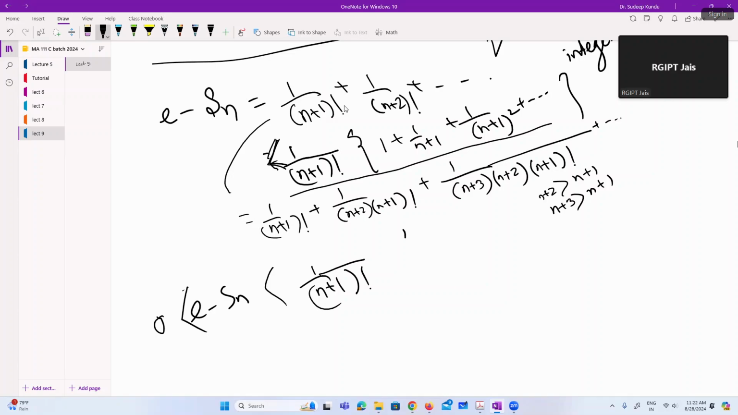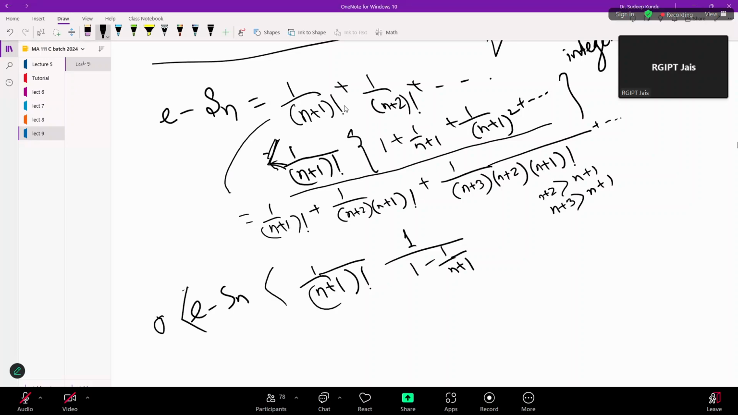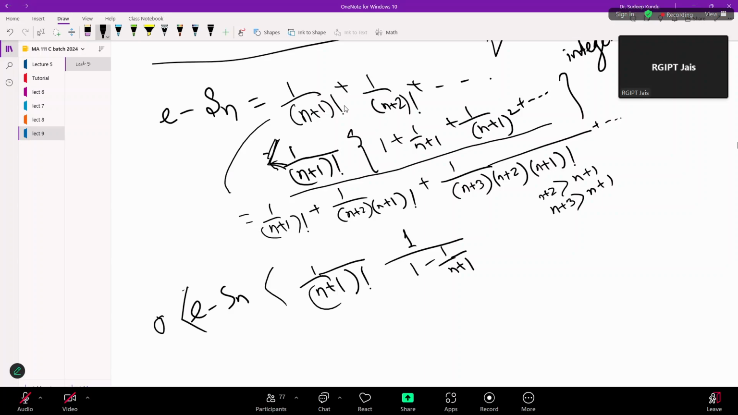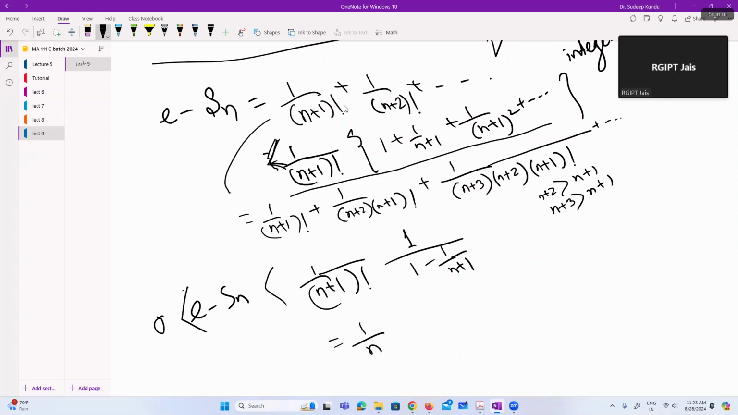1 upon 1 by. Is this clear? Just A by 1 minus R, right? A is 1 and R is 1 by n plus 1. Is it clear? So ultimately you are getting 1 by factorial n into n. Is it okay?